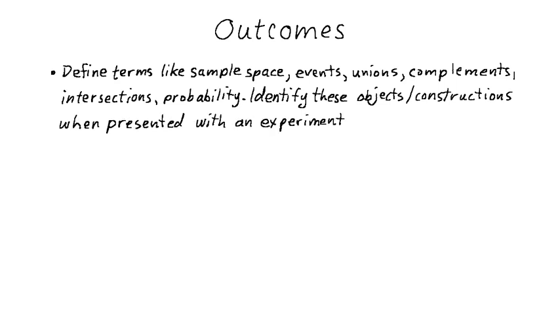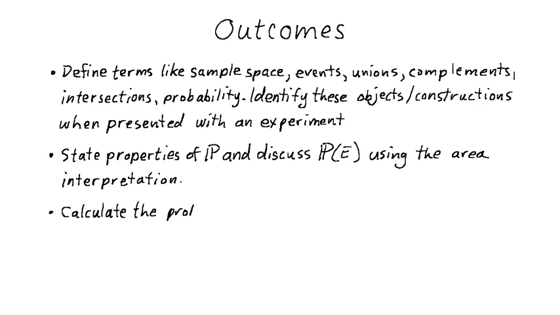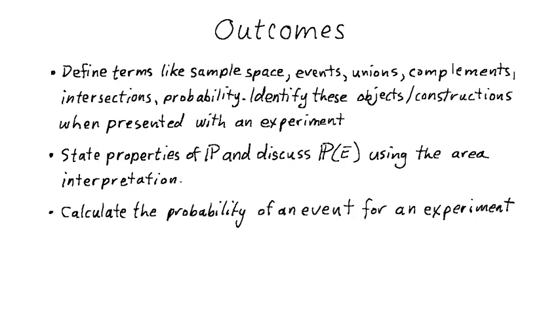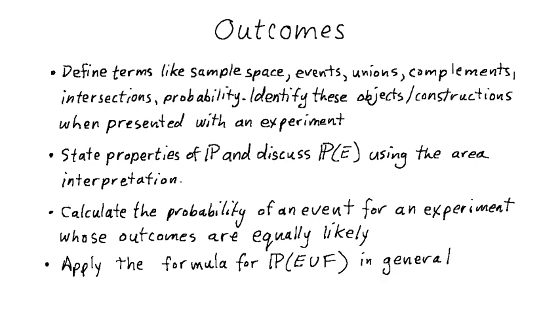You'll be able to state the properties of the probability of an event and discuss it using its area interpretation. You'll also be able to compute probabilities of events associated with experiments whose outcomes are equally likely, and you'll be able to apply the formula we encountered for the probability of the union of events to calculations in general.